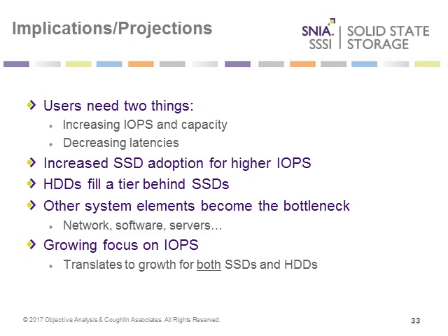We did find that there were bottlenecks in other parts of the system, but those bottlenecks, too, were moving up to faster speeds, and those bottlenecks were the network, software, and the servers themselves. But there's a growing focus on IOPS, more people are understanding what it means, and that means that both SSDs and hard drives are going to be able to experience some growth.